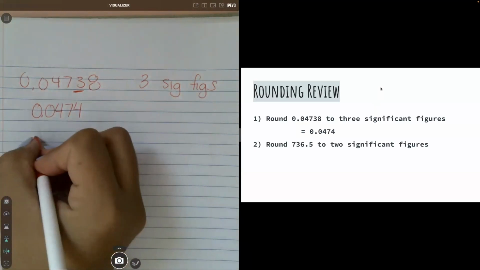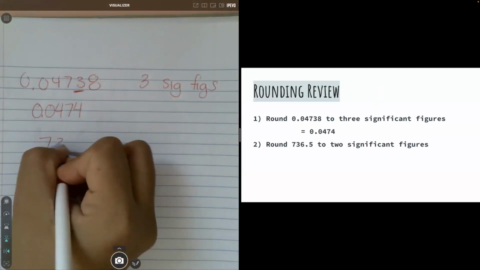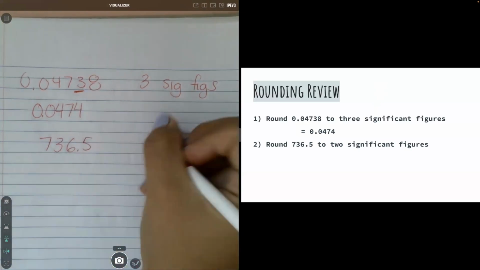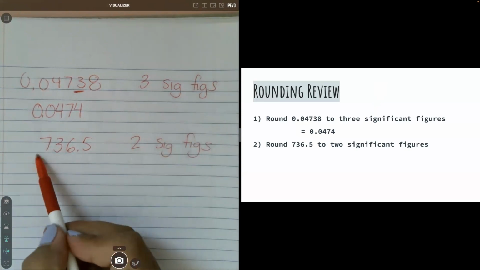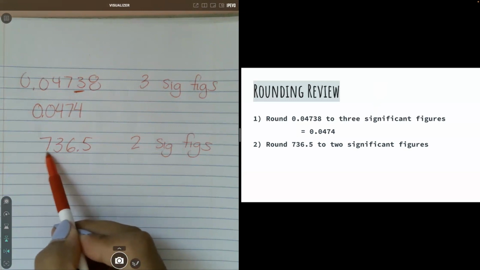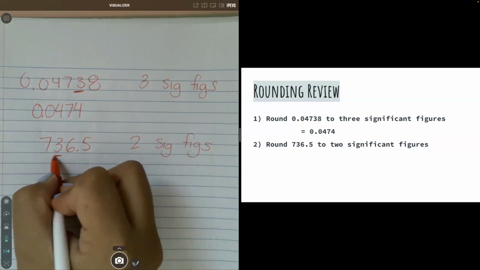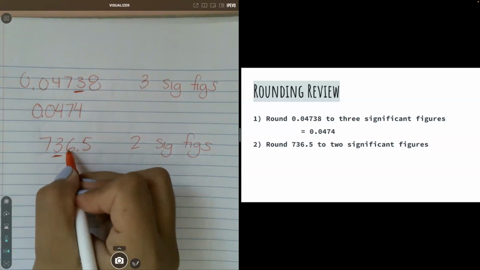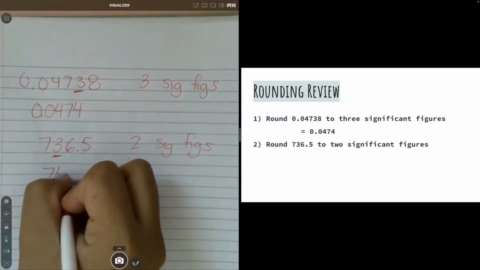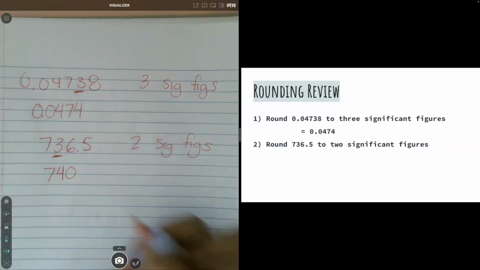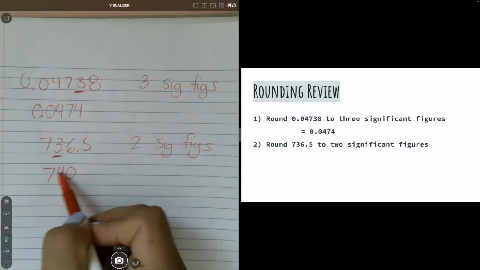The second one asks us to round 736.5 to 2 sig figs. Again, we started at the left of our number. That's our first significant digit because the 7 is not a 0. 3 is our second significant digit. So this is a number we're going to round either up or down. The 6 on the right of it tells us to round up. So we're going to have 740.